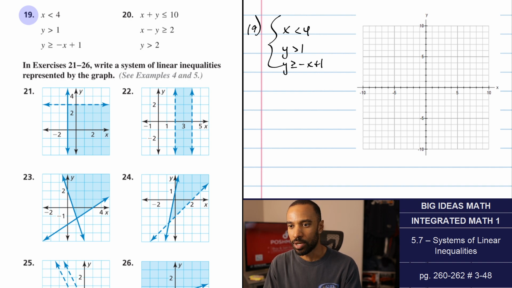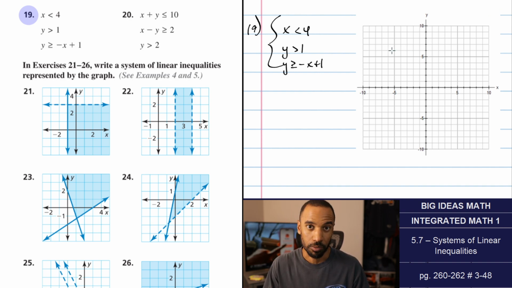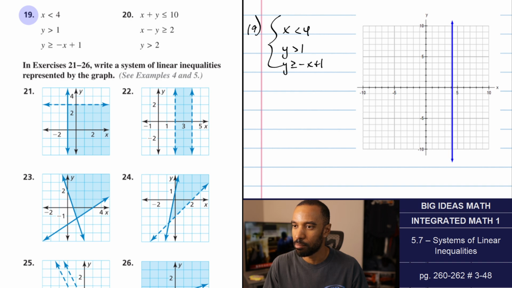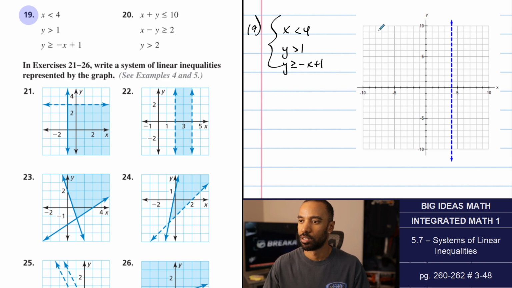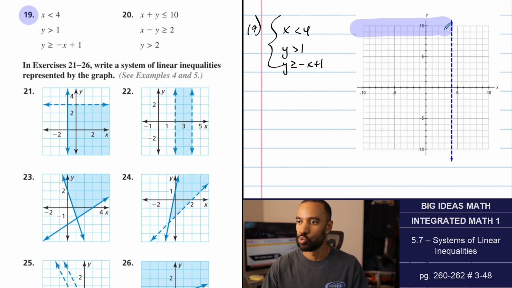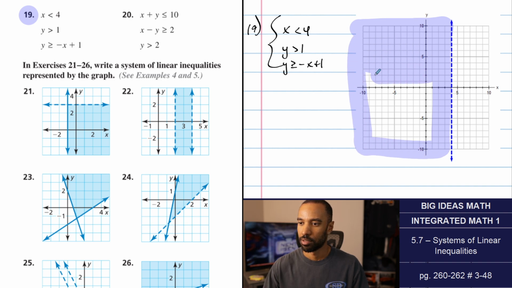Well done. So I need 3 different colors this time. I don't need them, but I do them. X is less than 4. 4 is over here. Less than means dashed and to the left of for x. So I'll go back to what I was using before. Right here. There's our first one.